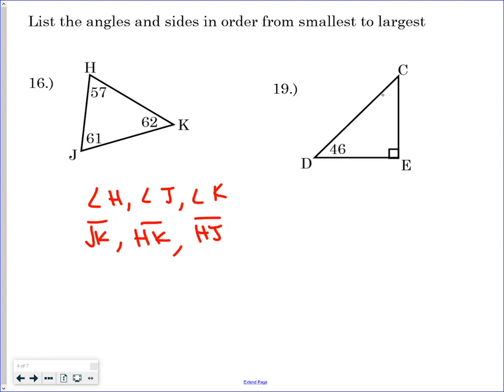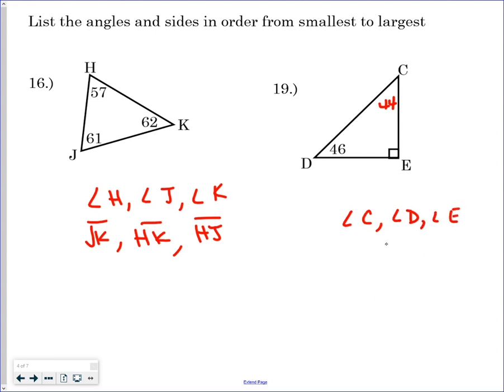Angles. What's angle C? 46. I'm saying what is angle C? We have to find it. It'd be 90 minus 46. Yes. 44, right? If you take 180 minus 90 minus 46, you get 44. So now we can put them in order, right? What's our smallest angle? C, and then D, and then E. Very good. That's the easy part, right?